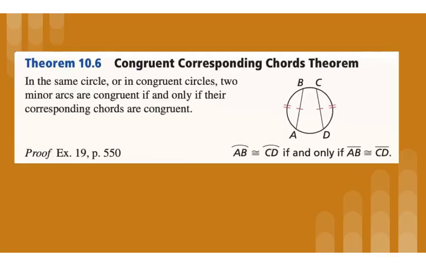Okay, so theorem 10.6, the congruent corresponding chords theorem. This is a theorem that's true in the same circle or if there are congruent circles. If you have two minor arcs that are congruent, then their corresponding chords are congruent, and that works in the opposite way as well. So if you know the two minor arcs are congruent, then you know the chords are congruent, and vice versa. That's what if and only if means.